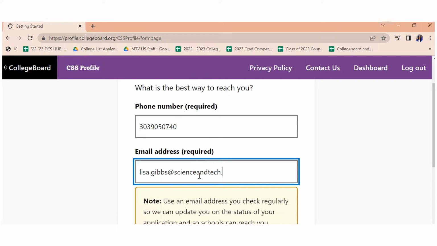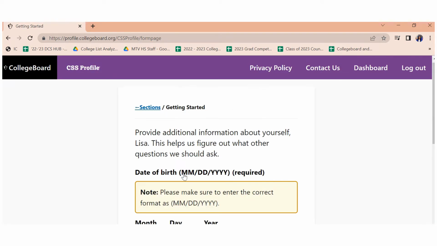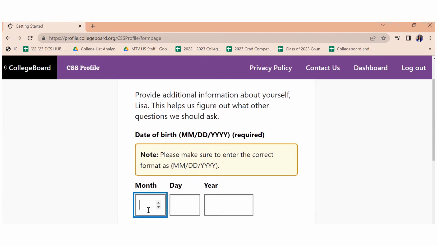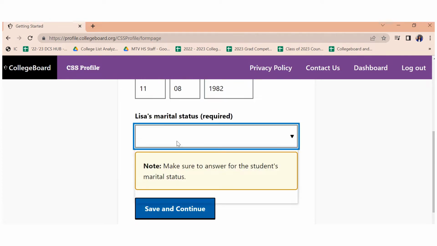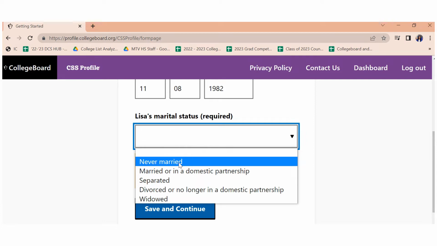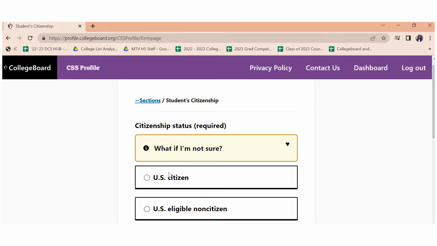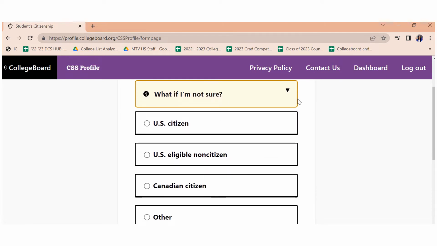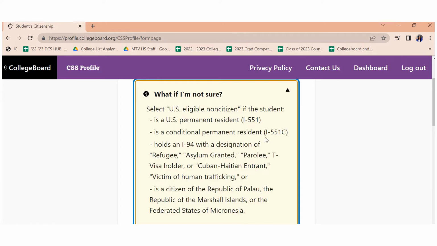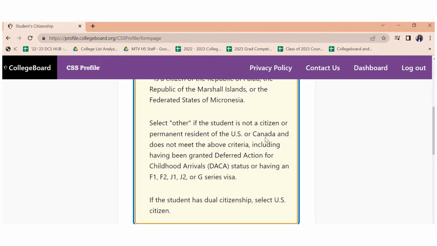Again, this is the student's information, and save and continue. You'll put in your student's date of birth and your student's marital status, your student's citizenship status. Again, if you are not sure how to enter this, there are drop-down menus that can tell you how to answer this.